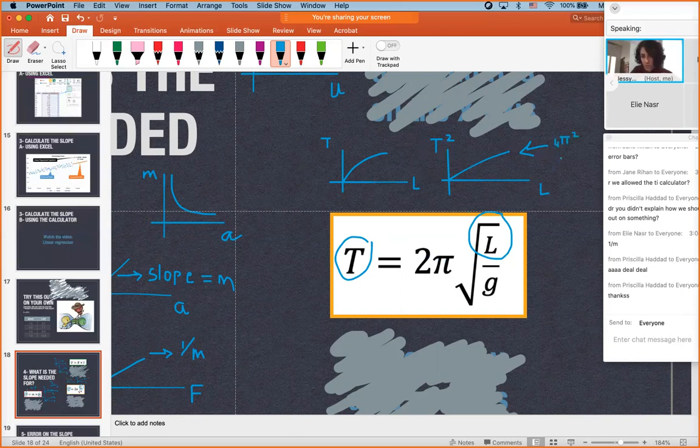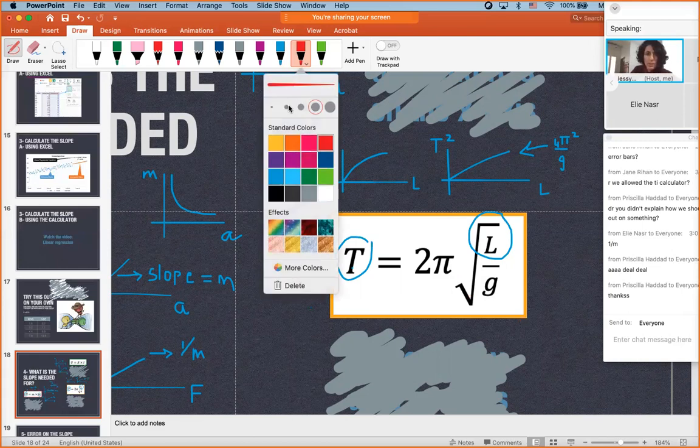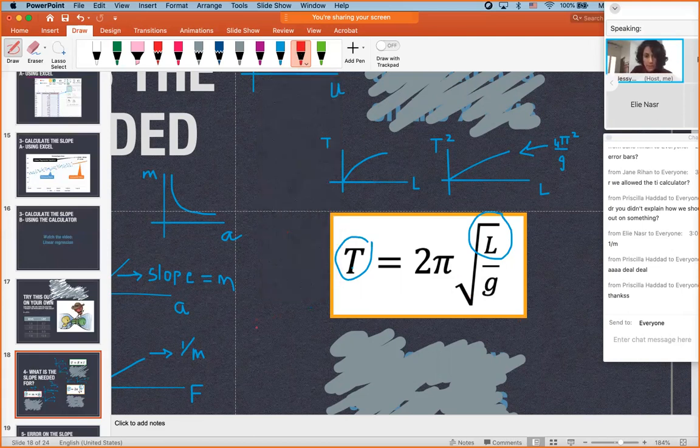Okay. Yes. So if you're not able to see it, this equation can be written as T squared, squaring both sides, equals 4 pi squared times L over g. So by simply plotting T squared versus L, the slope is the remaining part, so 4 pi squared over g is the slope.